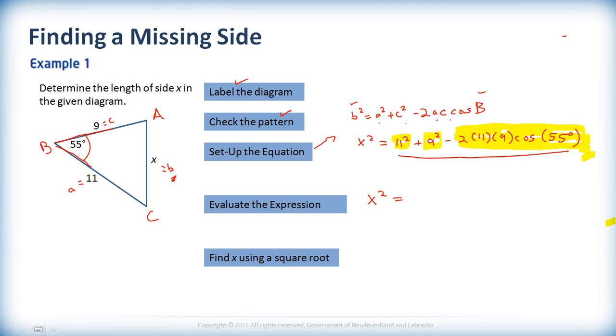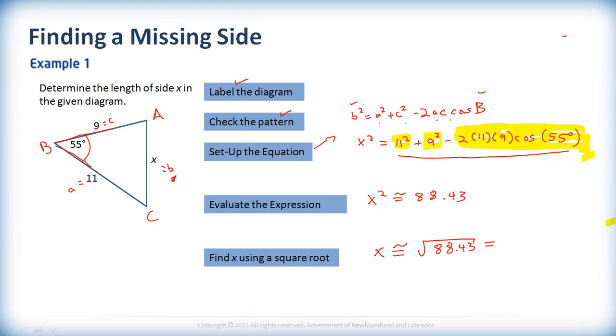So if I evaluate all those things and stick them together, I'm going to do it in the calculator one-step method. So if I do that all in my calculator, I get x squared equals about 88.43 units. So the last step, of course, to figure out what x is going to be is to take the square root of both sides of this. So x is going to be about equal to the square root of that, 88.43.